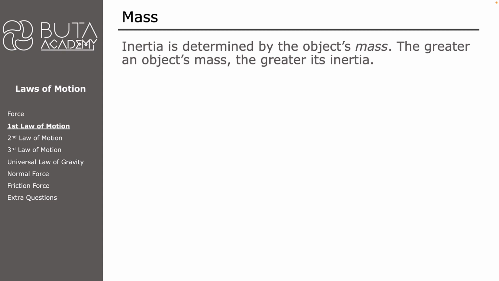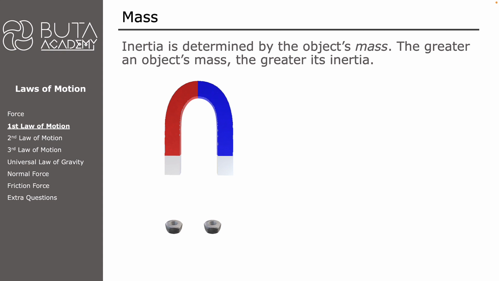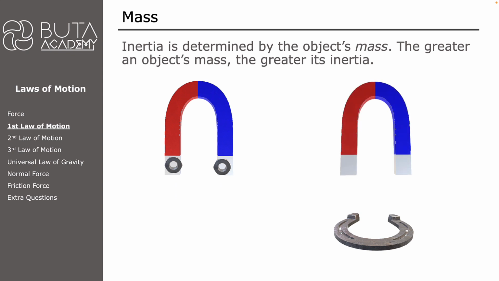Let's assume we have a pair of bolt nuts. If a strong enough magnet is brought close to them, they will be attracted towards the magnet. If we bring the same magnet towards a horseshoe, even though there will be an attraction force between these two, due to greater mass, it will be much more difficult to change its state and move the horseshoe towards the magnet.